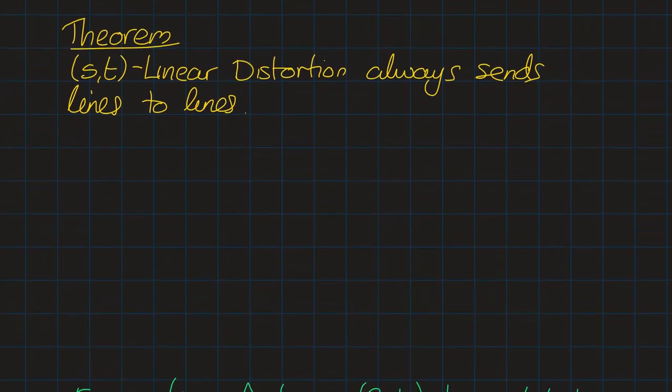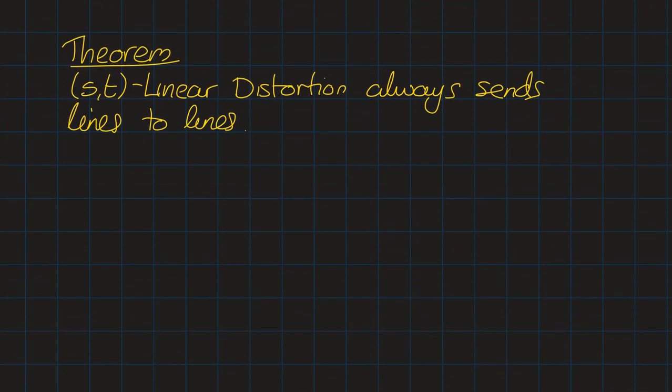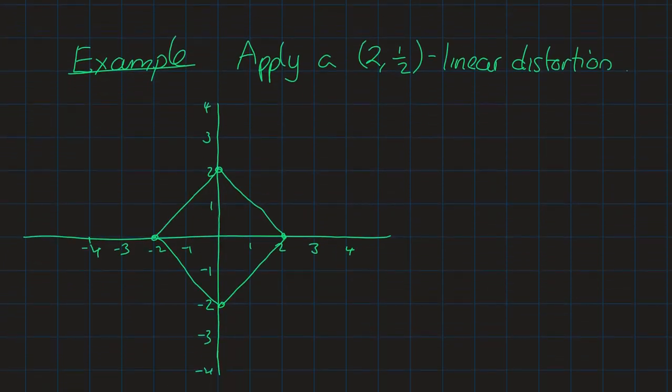There's a theorem I want to quickly mention, and it just says that ST linear distortion always sends lines to lines. This is useful when you're trying to work out the ST linear distortion of some shapes, because if your shape is made up of a bunch of straight lines, you only need to work out the image of the corners, because you know that the lines must map to the lines. So I'll show you this in an example.